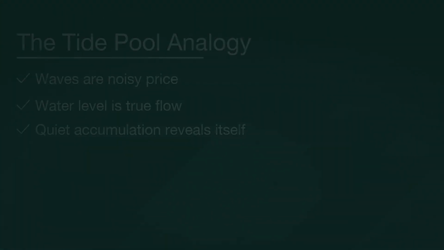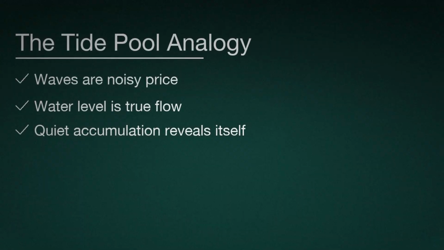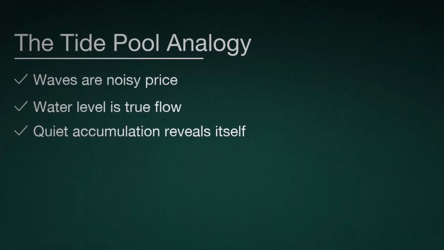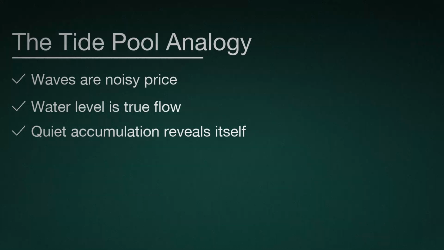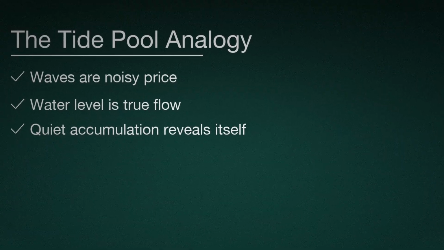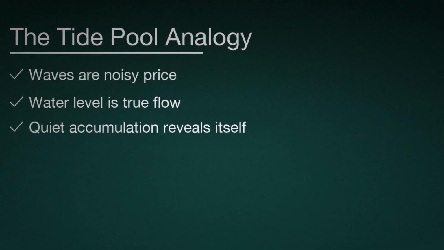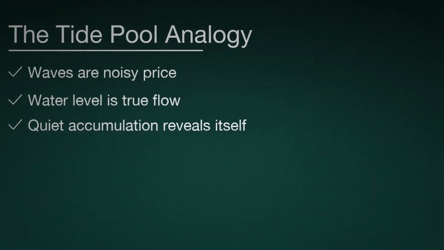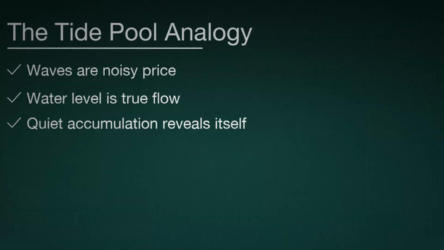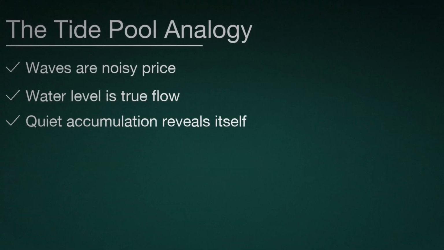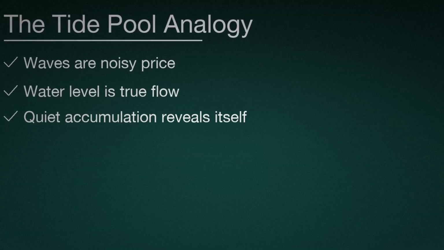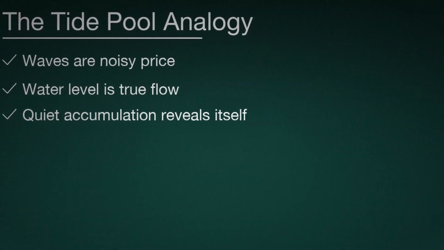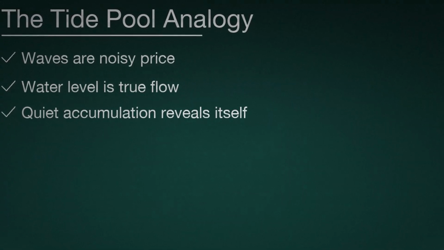Think of the A/D line like watching a tide pool fill and drain. The waves are price action, loud and obvious, but the actual water level rising or falling tells you whether the tide is genuinely coming in. A big crashing wave that leaves the pool emptier than before is distribution. Quiet ripples that steadily raise the water line are accumulation. The A/D line ignores the drama of the waves and measures the water level itself.